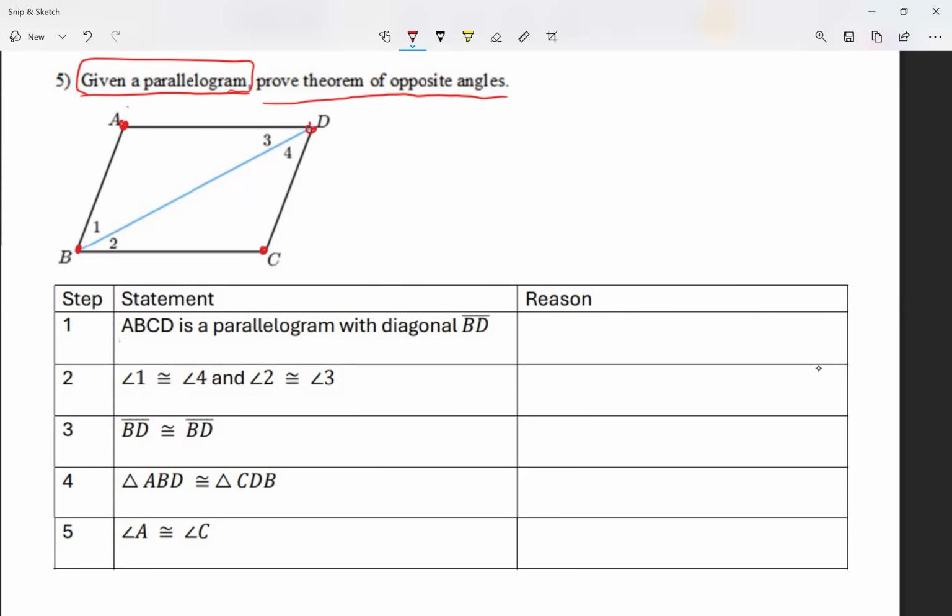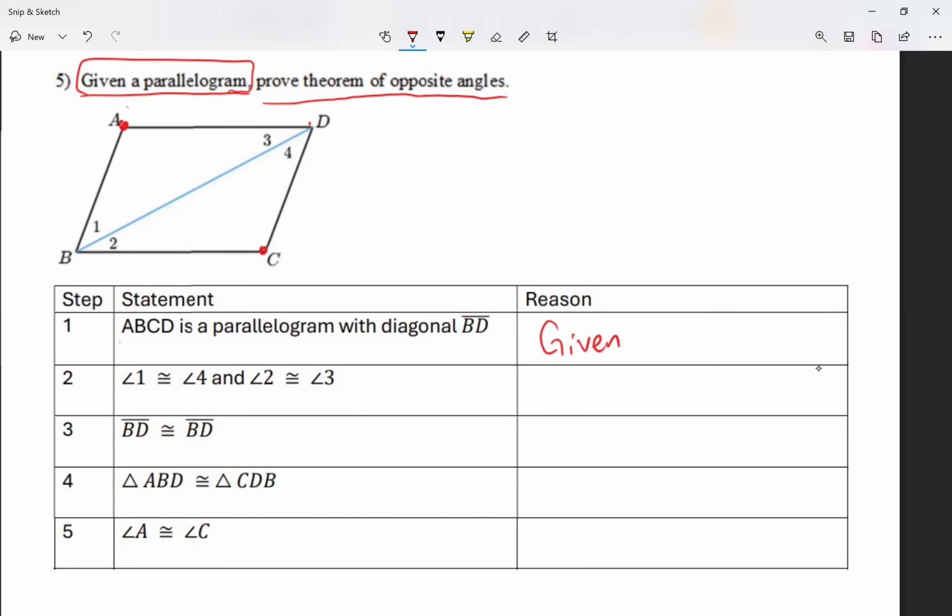Now here it says ABCD is a parallelogram with diagonal BD. Yeah, that's the diagonal that I see here. I was told that that's a diagonal. I mean, that's a parallelogram, and I see that's a diagonal. So why do I accept that? Well, that was given. Usually we start with something given.